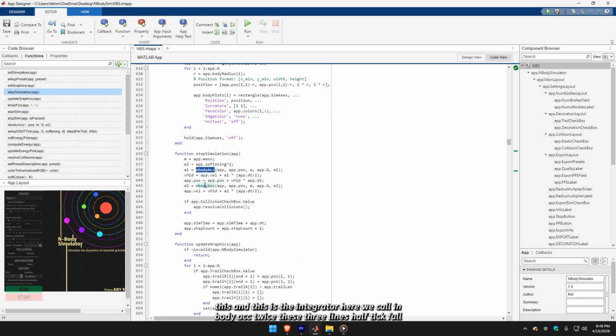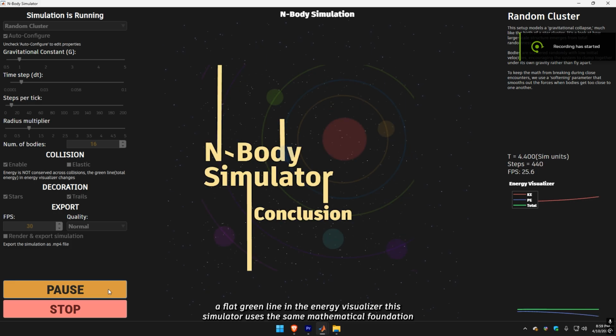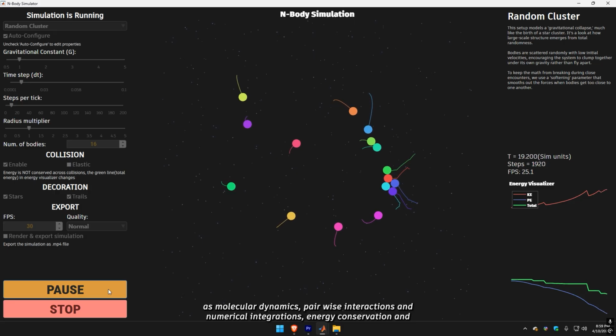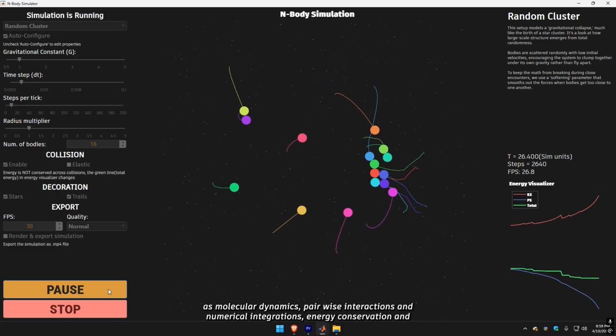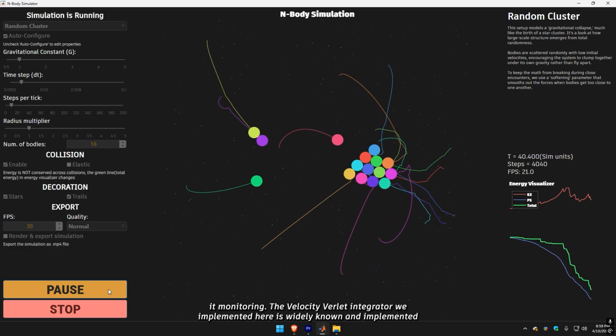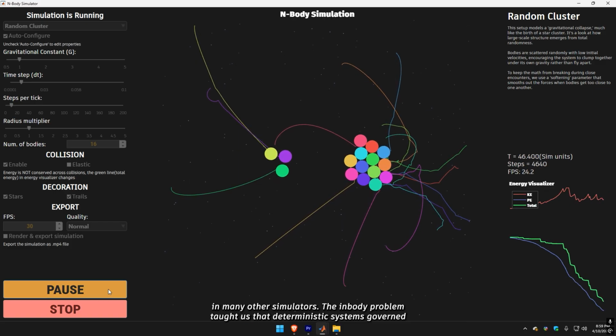Here we call nbodyAcc twice. These three lines: half kick, full drift, half kick. Acceleration is evaluated twice per step, once before and once after the position update. That two-point evaluation is what makes it symplectic and energy conserving, and its result is a flat green line in the energy visualizer. This simulator uses the same mathematical foundation as molecular dynamics: pairwise interactions, numerical integration, energy conservation, and its monitoring. The velocity Verlet integrator we implemented here is widely known and implemented in many other simulators.